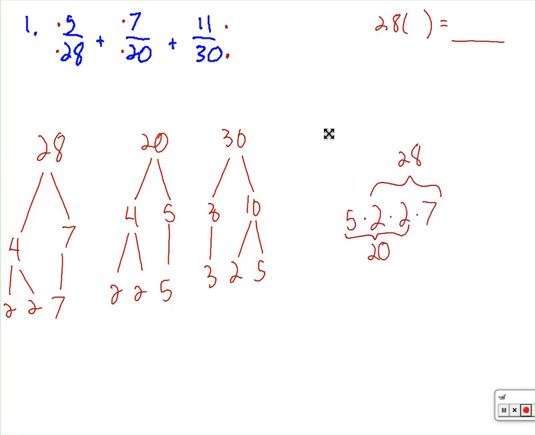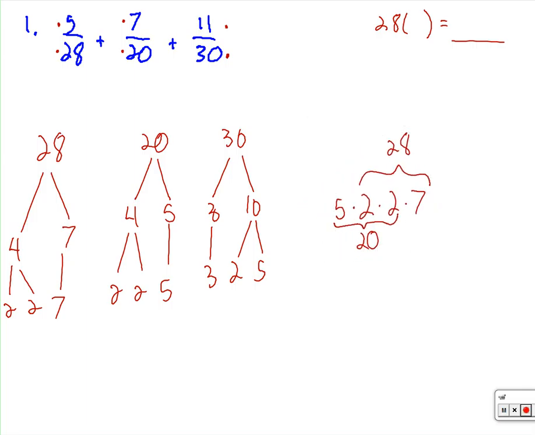Okay, I'm gonna write this. We have a 2 times a 5. If we multiply 2 times 5, we get 10. So we just need to be able to multiply that 10 by 3, which we don't have yet.